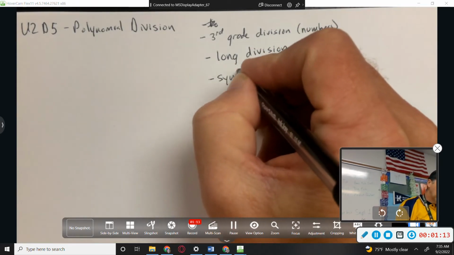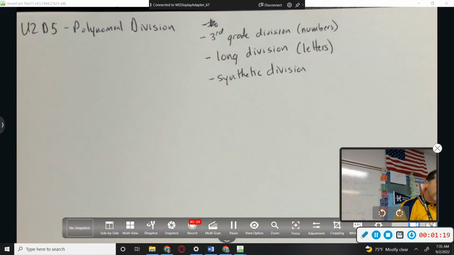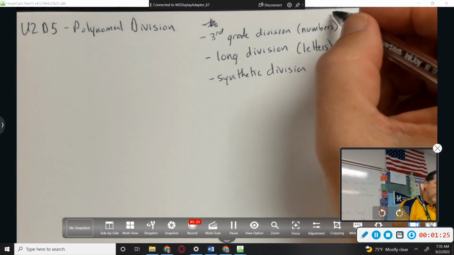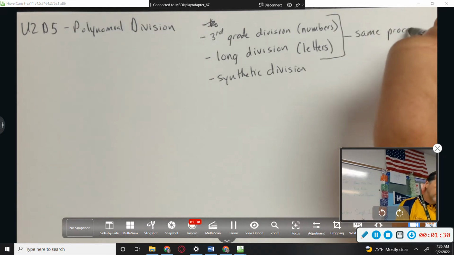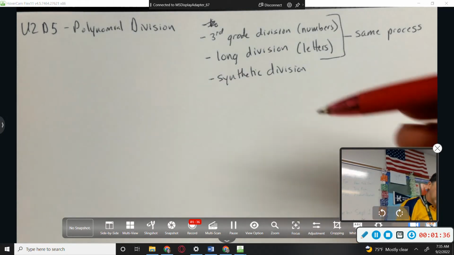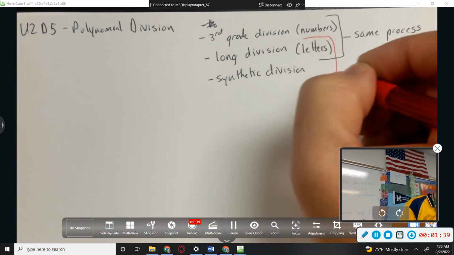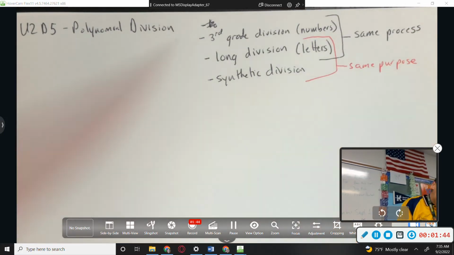And then we'll do synthetic division. So those two have the same process. Synthetic has a different process, but it has the same purpose as long division. You would do it in the same situations and it would tell you the same thing. So maybe that'll help make sense of where we're headed.